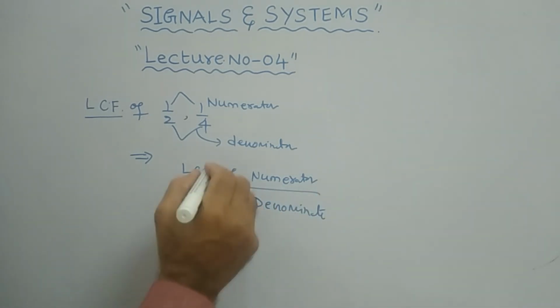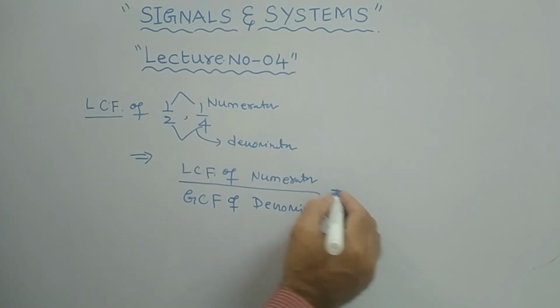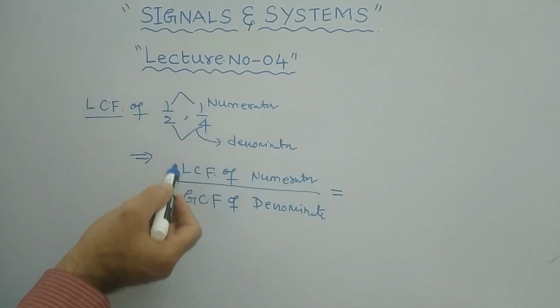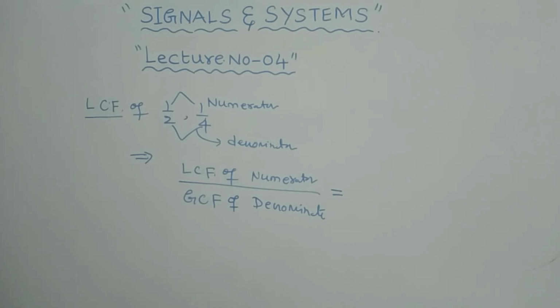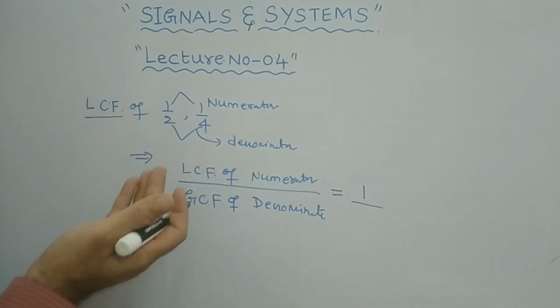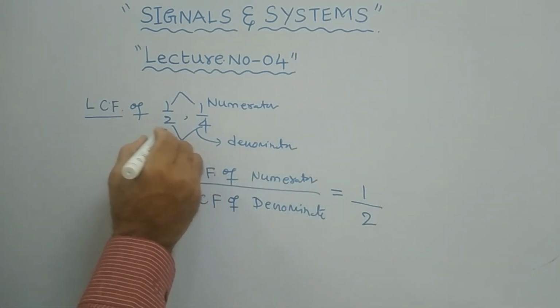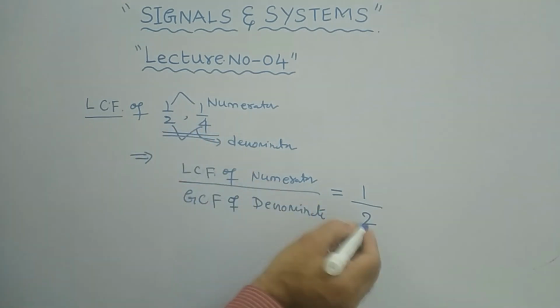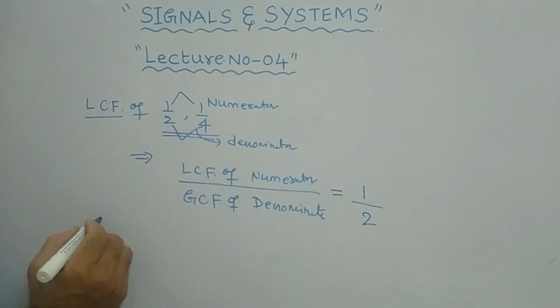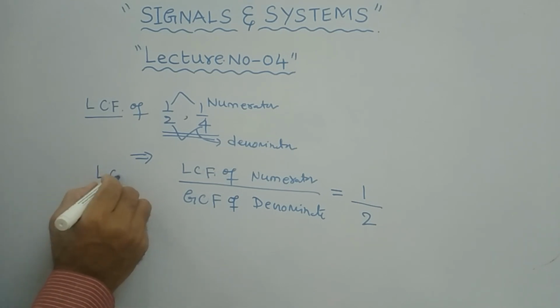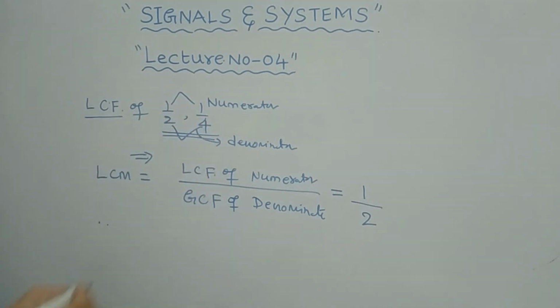As per this formula, what are the numerators? 1 and 1. Therefore the LCM of 1 and 1 is nothing but 1 only. Then what is the GCF of the denominators 2 and 4? The greatest common factor is nothing but 2. Therefore, the LCM of 1 by 2 and 1 by 4 gives 1 by 2.